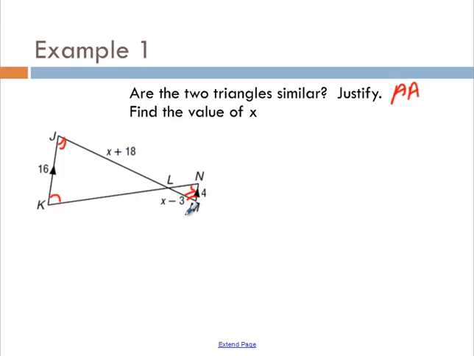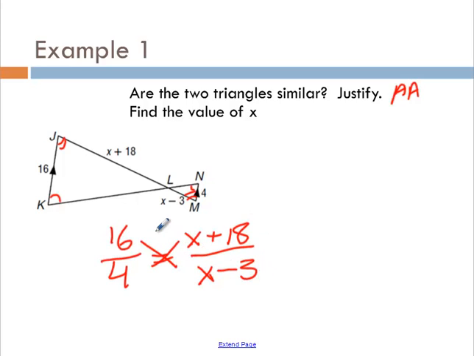And to find the value of x, we want to set up a proportion. 16 and 4 go together. And then go back to the original triangle over x minus 3. So I'm going to cross multiply. And remember, you've got to be careful while you're cross multiplying that you distribute properly. So I'm going to take 16, I'm going to distribute it. So I got 16x minus 48. And then I'm going to take the 4 and I'm going to distribute that as well. We get 4x plus 72.